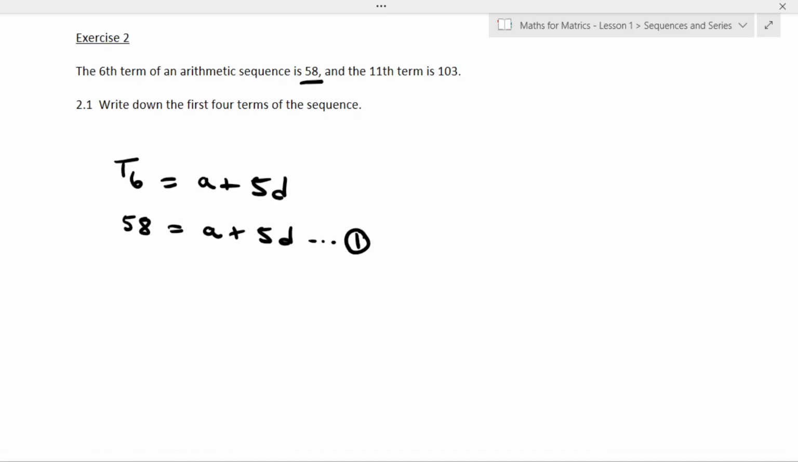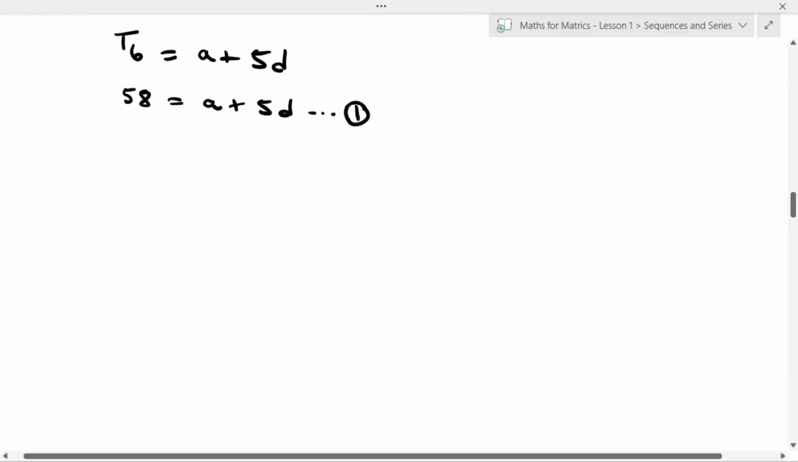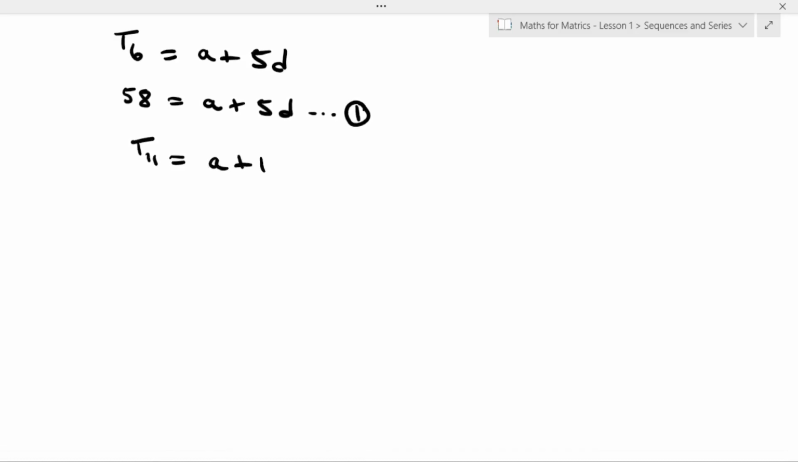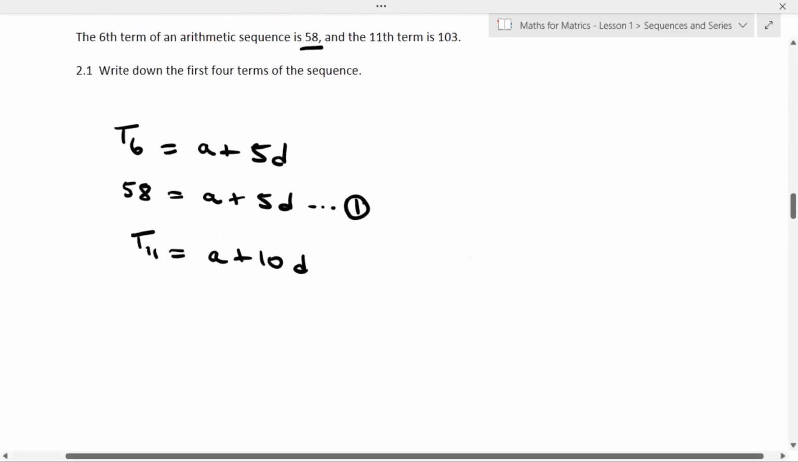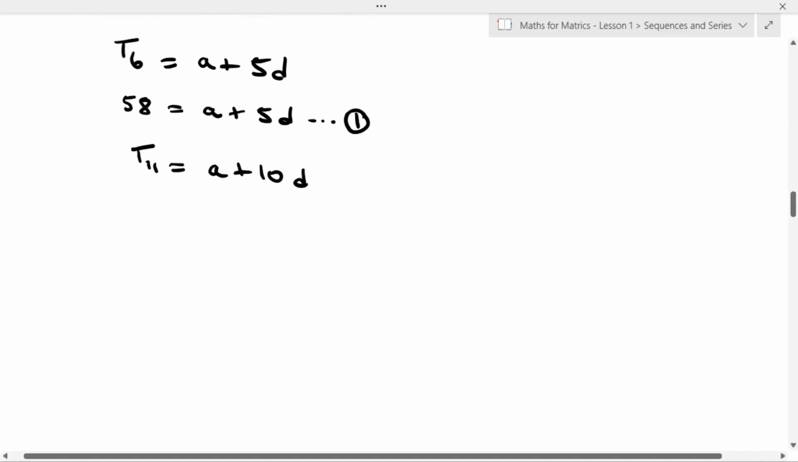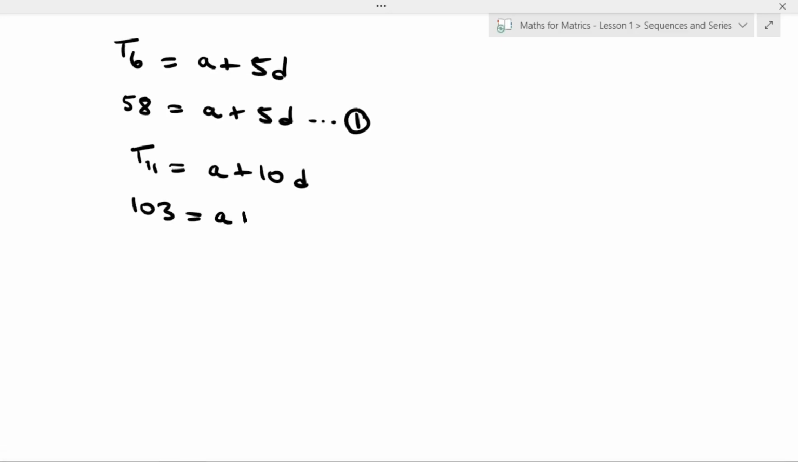We are also given the value of the 11th term. So, T11 is equal to a plus 10d. Let's substitute the value of T11, 103, into the equation, and call it equation number 2. Next, we have to find the value of a and d, so that we can determine the general term of the sequence. In order for us to do that, we have to solve both equations simultaneously.